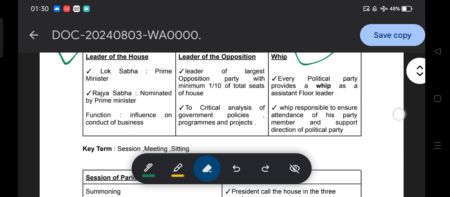Then if I talk about what is the work of the leader of opposition, what is the work of the leader of the opposition? It is to critically analyze the government policy, program and project. To critically analyze the government policy, program and project, that is the main function or objective of the leader of the opposition. Okay, so that is the main function of the leader of the opposition.